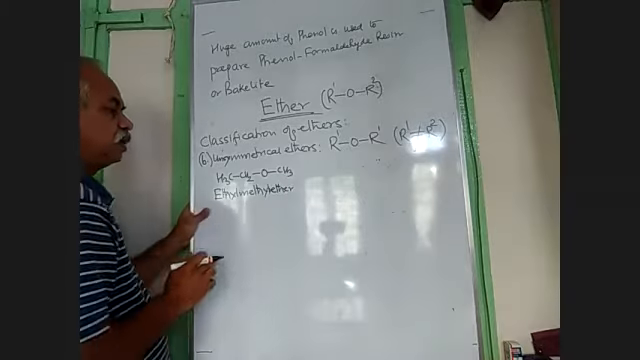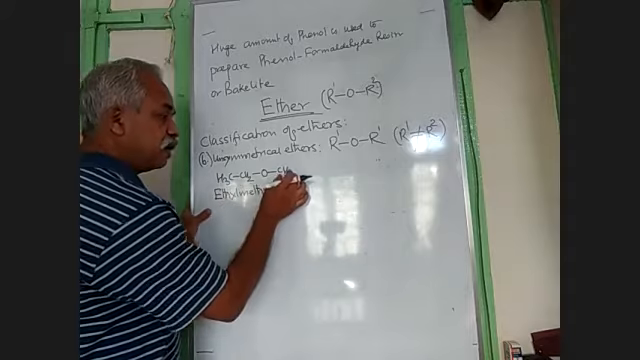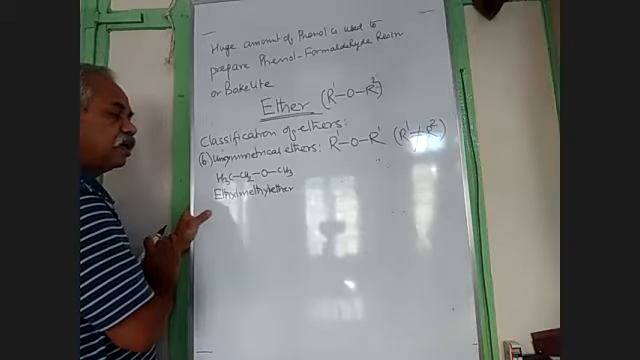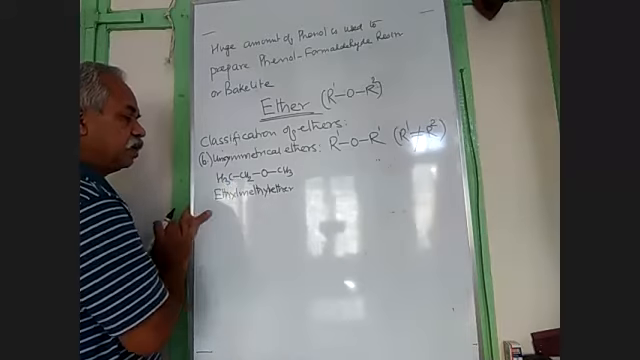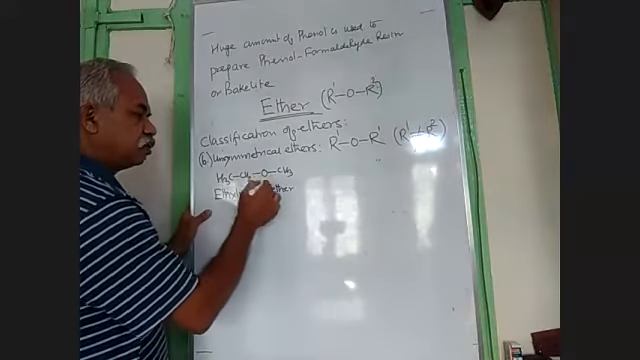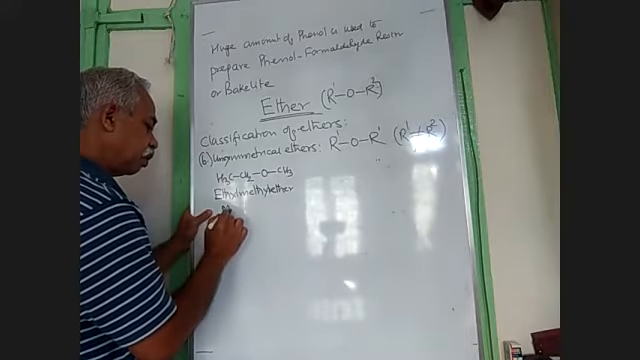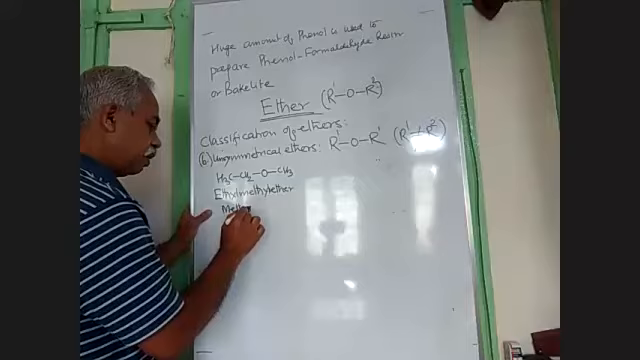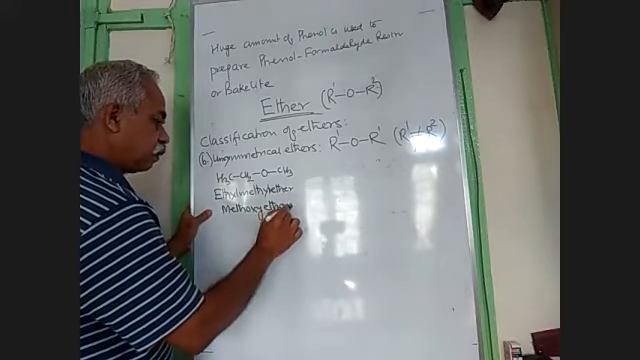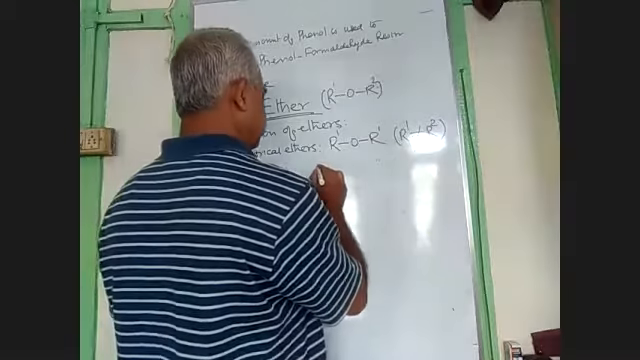Now, if I go for IUPAC naming, one side you have a methyl group, the other side you have an ethyl group. Which side is longer? This is longer, having more carbon. So this will be the parent compound. We'll consider the other a substituent on the ethyl group. So the name is methoxyethane. Here only 2 carbons are there, so we need not number it.